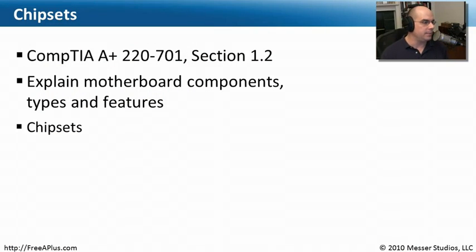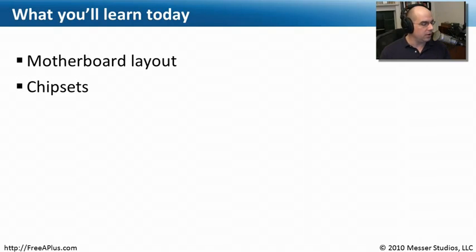This comes from our CompTIA A+ 220-701, our Essentials exam, section 1.2, where we need to explain motherboard components, types, and features, and specifically, we're going to talk about chipsets. We're going to learn all about the chipsets on our motherboard, the entire layout of the motherboard, and we'll go into details about chipsets and what we really mean about those.